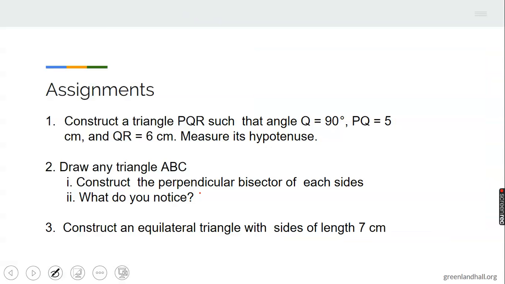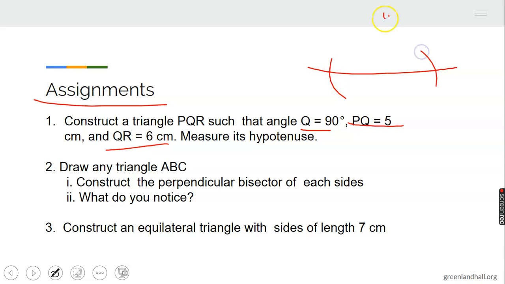Assignment. Here is one for you to construct. You have to construct a triangle PQR such that angle Q equals 90, PQ equals 5 centimeter and QR equals 6 centimeter. The first thing to do is, first of all, construct angle 90. I believe you know how to construct angle 90. This is angle 90. Let's say this is Q.